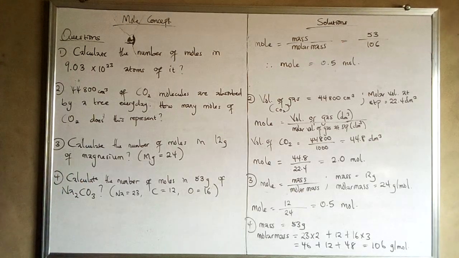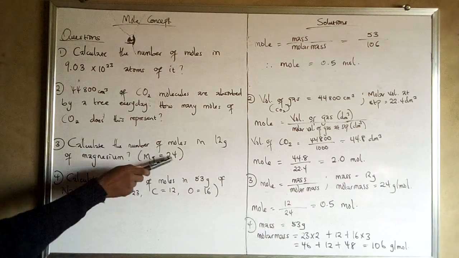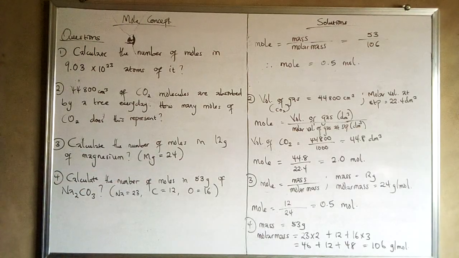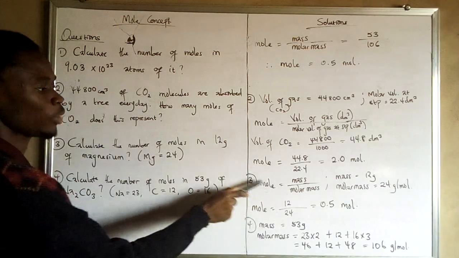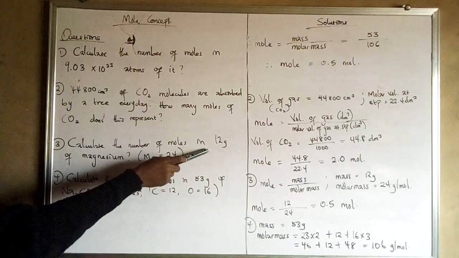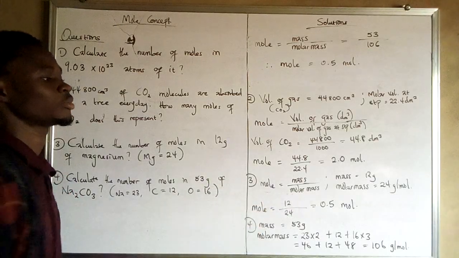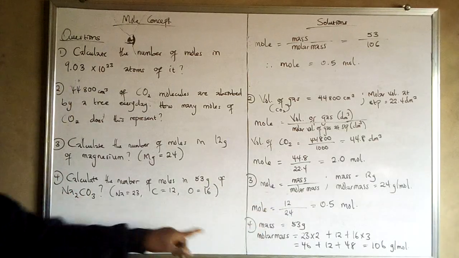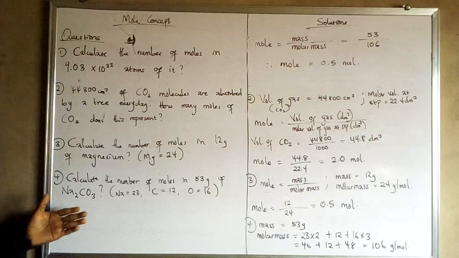On the third question, calculate the number of moles. Here they gave us the gram, that is the mass, and the molar mass, the relative atomic mass. So when a question involves the mass and the molar mass, and we are asked to find the mole, we are going to use mole is equal to mass over molar mass. The same formula used in number 3 is used in number 4. The only thing different is that in number 3 we are dealing with an atom, while in number 4 we are dealing with a compound, and a compound is a group of atoms.